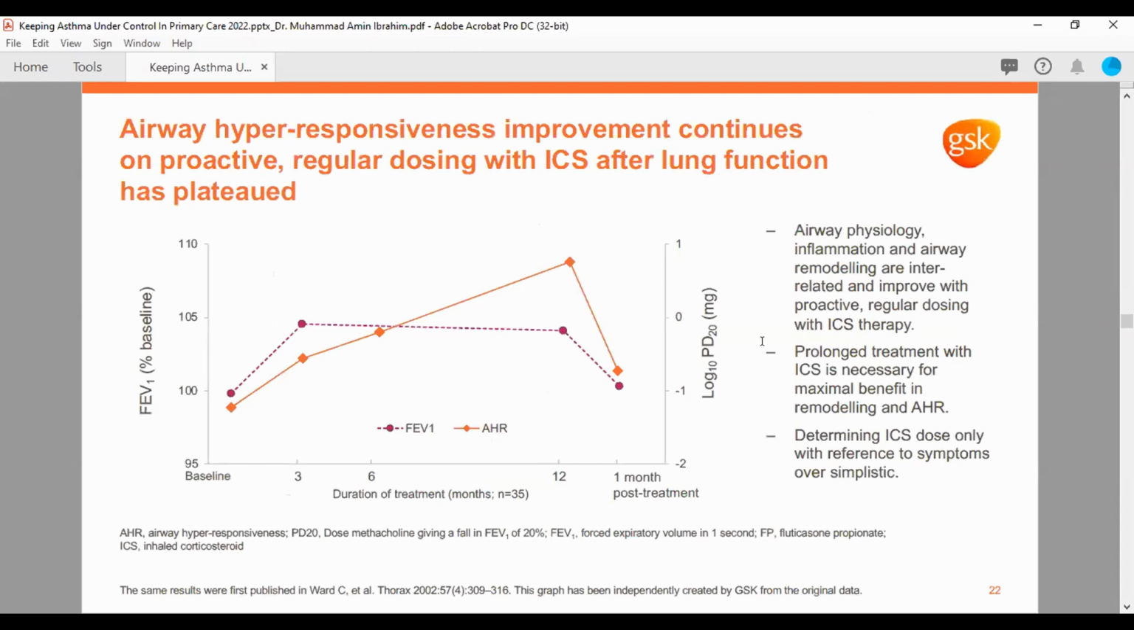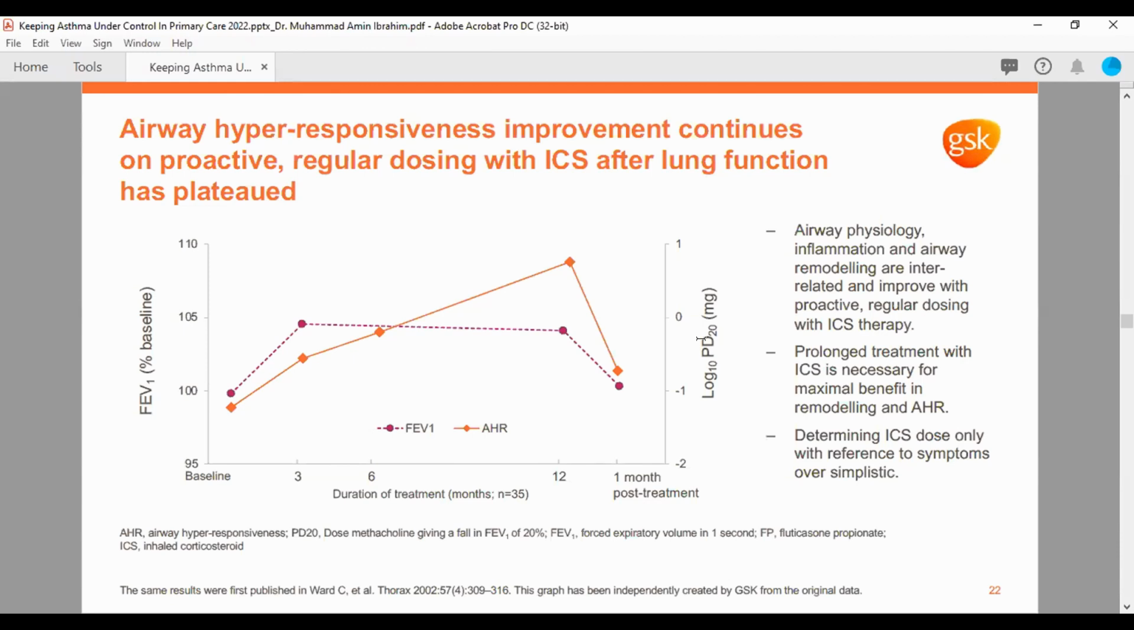Now, in this study, what they try to assess is two things. Number one is the FEV1. Second is airway hyperresponsiveness measured by PD20. What does PD20 refer to? PD20 is the dose of methacholine required to cause reduction of FEV1 by 20%.